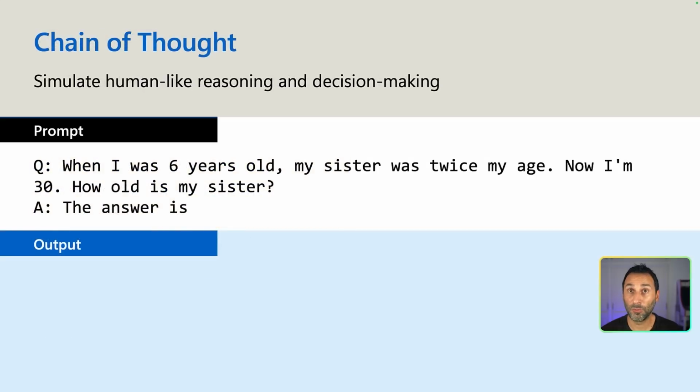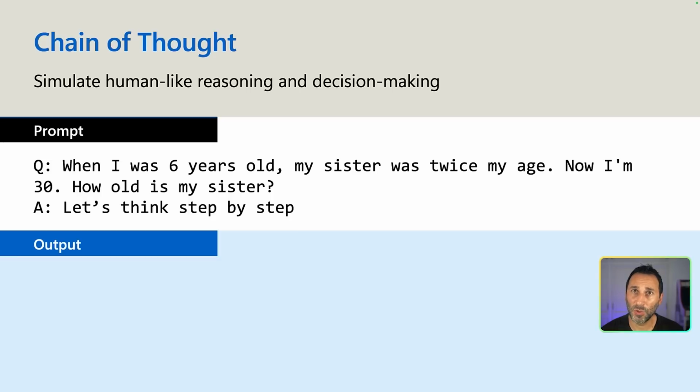As we've seen in the previous video, LLMs do not think, they just complete text. So when you're asking a question that requires some reasoning, very often they'll get it wrong. Like with this simple problem here. When I was 6 years old, my sister was twice my age. Now I'm 30. How old is my sister? And yeah, most of the time, if you're trying to get a straight answer, it will be wrong.